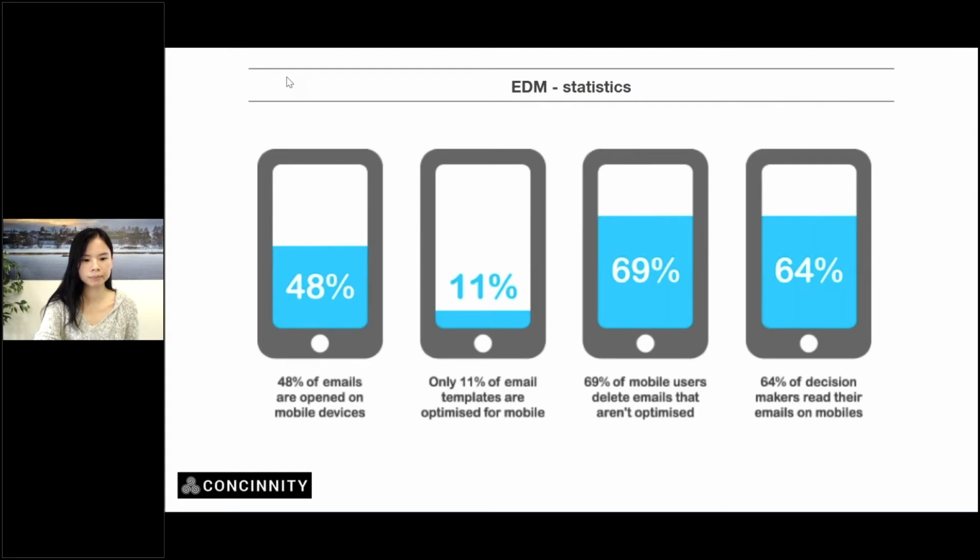And 64% of decision makers read their emails on mobiles. A lot of times, decision makers only get the most important emails on their mobile, and they use mobile a lot, right? So from an EDM point of view, the takeaway from this slide is that mobile is very important, a huge part of your email database marketing strategy, and hence it's very important to use good EDM tools.